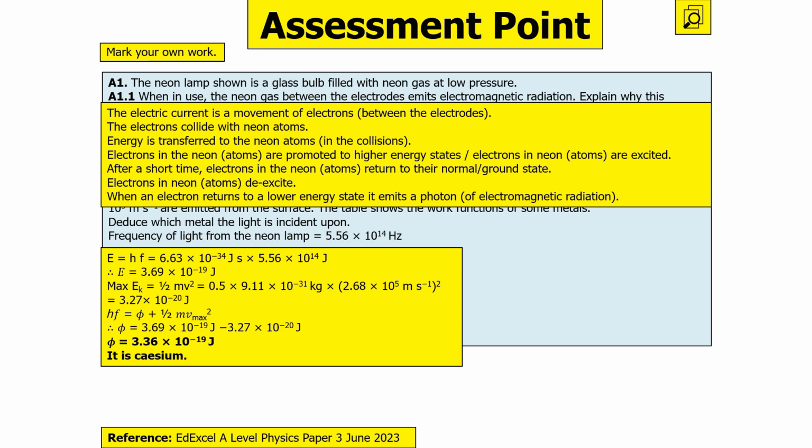Remember, photons are pushed into the metal there, and then the electrons are emitted out of the metal. So remember, going in the energy is the photon, going out the energy is from the electron. Now we know that the work function is equal to the energy from the photon minus the kinetic energy of the electron. It's the difference between the two values. So it's 3.69 times 10 to the minus 19 minus 3.27 times 10 to the minus 20. That gives us 3.36 times 10 to the minus 19 joules. When we refer to the information given in the question about the different elements, that must therefore be cesium.